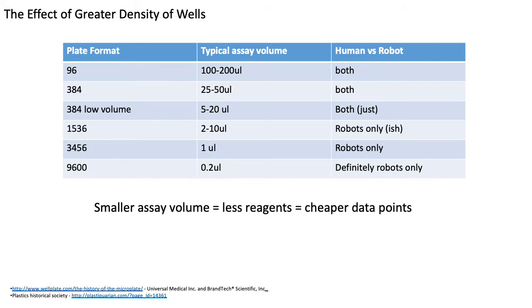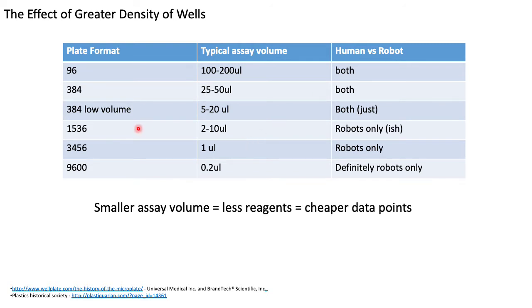Just to give you an idea of the sizes of the volume that you can put into these plates, and the effect of greater density of the wells. So the 96 well plate has a typical assay volume of between 100 to 200 microliters. So normally 100 microliters is the minimum volume. And this plate format can be used both by humans and also by robots. The 384, we can reduce the volume, so this obviously saves reagents. So this is anything from 25 to 50 microliters. This can be used by humans and robots.